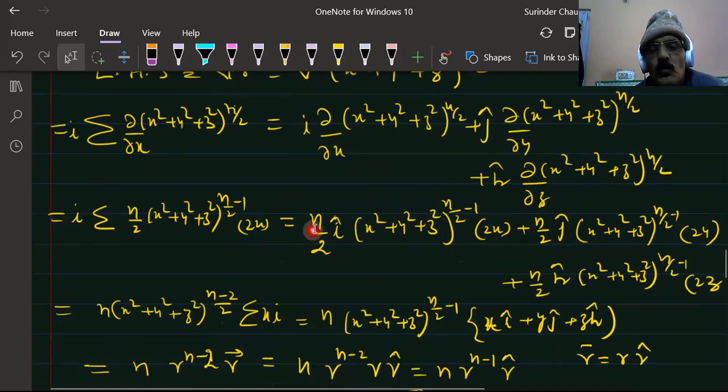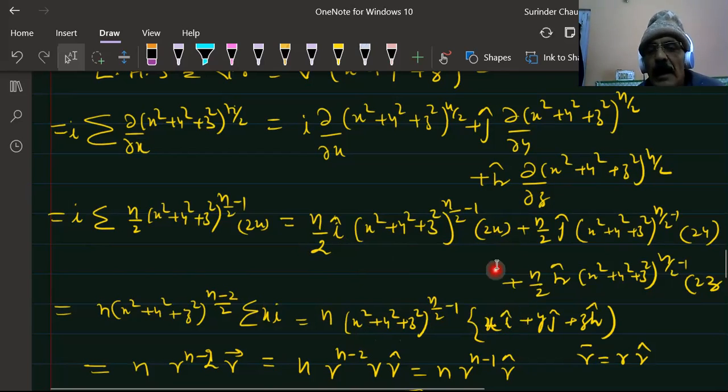Now this is equal to n, and this will be a common factor. x square plus y square plus z square to the power n by 2, n minus 2 by 2 is common. This factor also, this factor also, this factor also. In all three factors, we get n common, and the 2s cancel. This is n into x square plus y square plus z square, to the power n by 2 minus 1, which is common.